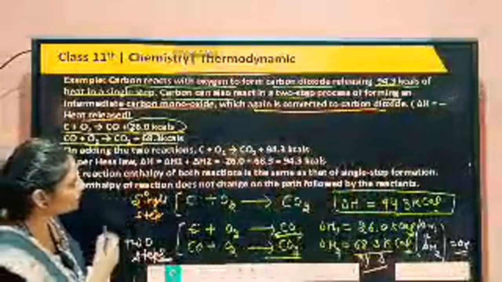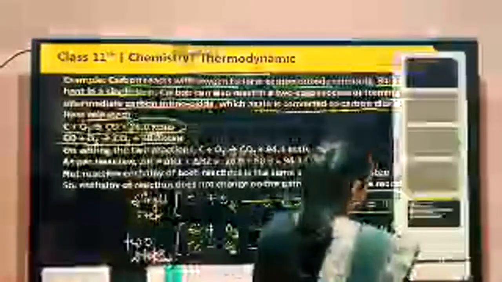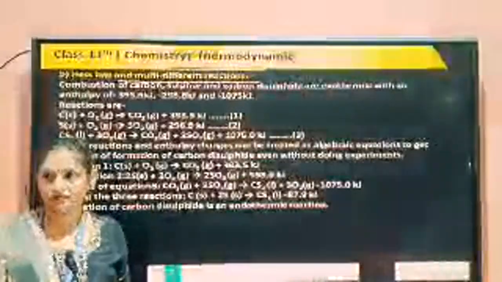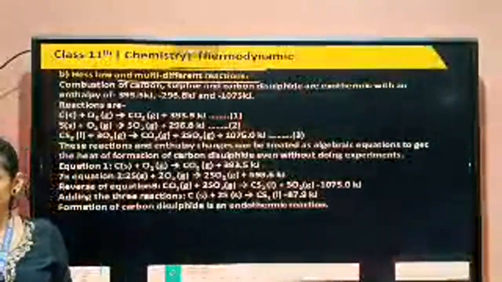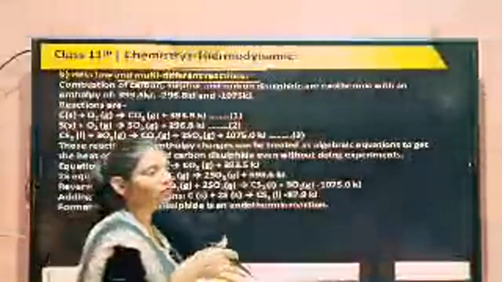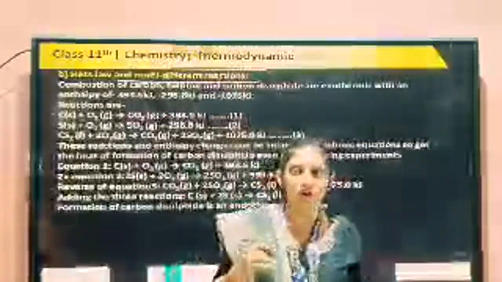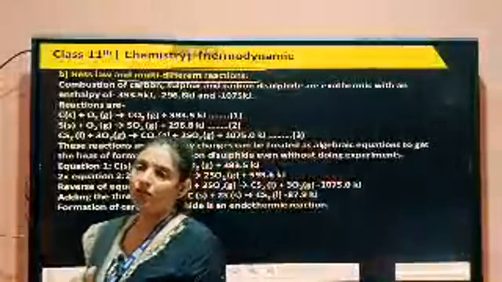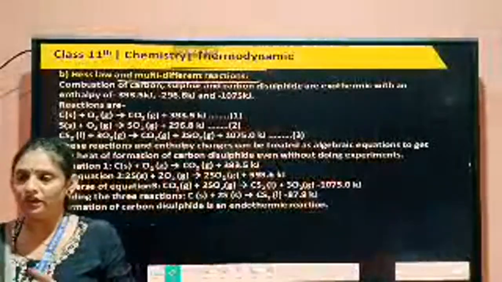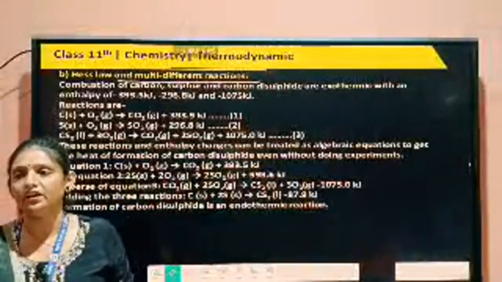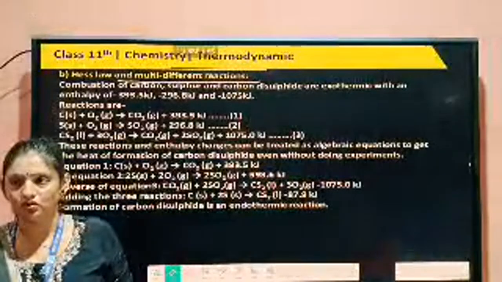Okay, so students, in this way you can see one more example. Hess law can be applicable for multiple different reactions. Because if there are two or more reactions and we want to calculate the enthalpy change for one intermediate reaction, we can do that with the help of Hess law.